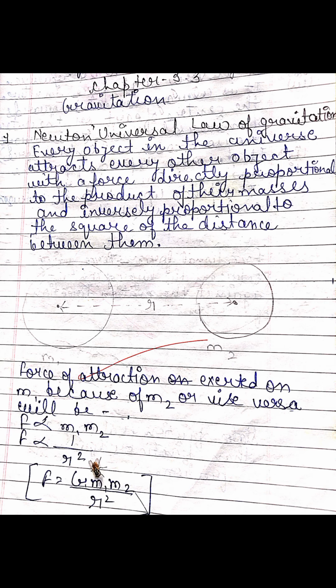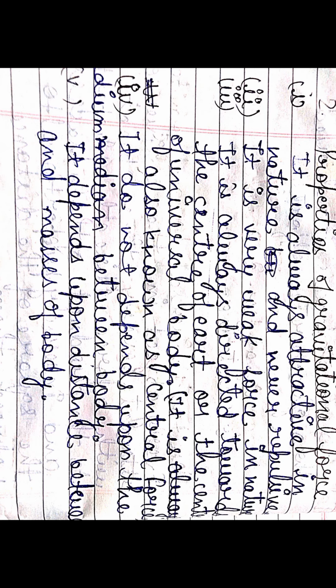Now gravitation. Newton's universal law of gravitation. Every object in the universe attracts every other object with a force directly proportional to the product of their masses and inversely proportional to the square of the distance between them. The diagram is given there where r equals the distance between the centers of the two bodies. Force of attraction exerted on m1 because of m2 or vice versa will be given by F is directly proportional to m1 m2 and F is inversely proportional to r square. So F equals G m1 m2 by r square.